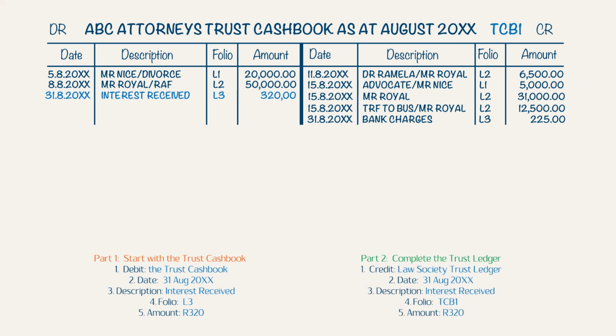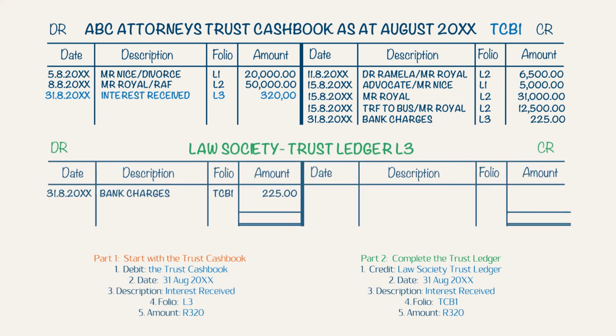Part 2. Complete the entry in the trust ledger. 1. Credit, the Law Society trust ledger account. 2. Date, 31 August 20XX. 3. Description, interest received. 4. Folio, TCB1. 5. Amount, 320 Rand. The balance carried forward is 95 Rand, which is the interest received less the bank charges.